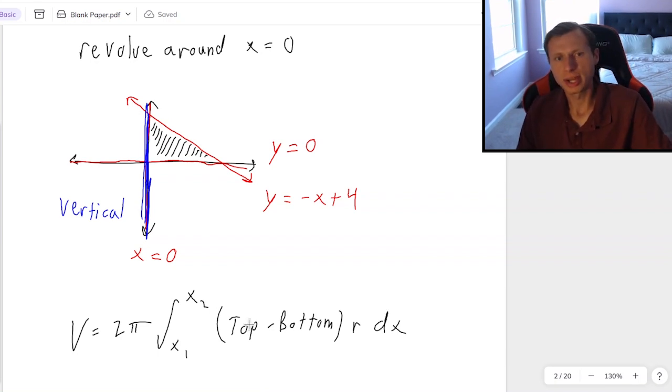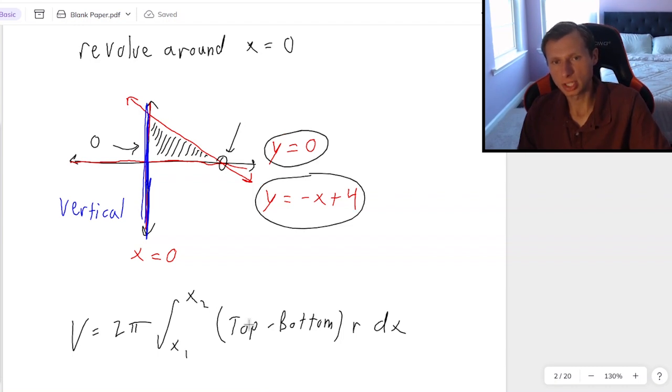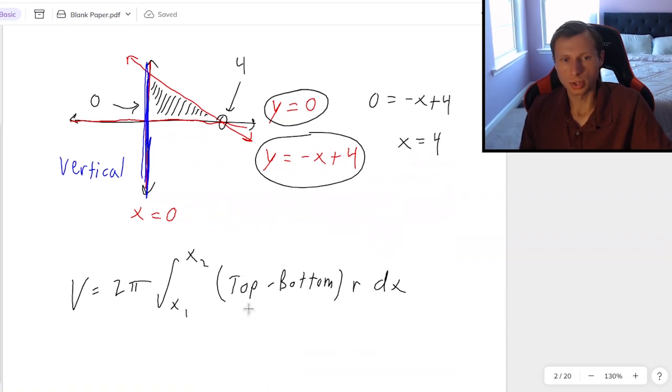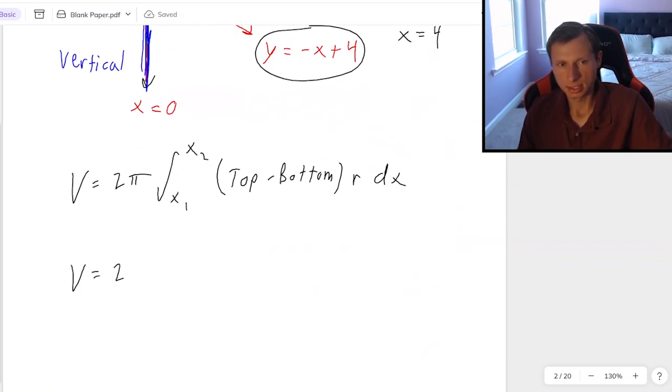So first, let's find the leftmost point and the rightmost point. The leftmost point is clearly right there. It's 0. And the rightmost point is that point right there, which, do we know what that point is yet? Technically, we don't. If you want to find it, you just have to set these two functions equal to each other. So in other words, 0 equals negative x plus 4. Add x to both sides. That was easy. X equals 4. So in other words, those are going to be my bounds. It's going to be the integral from 0 to 4.